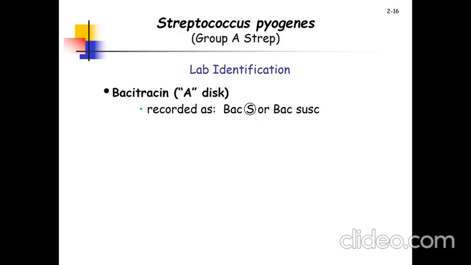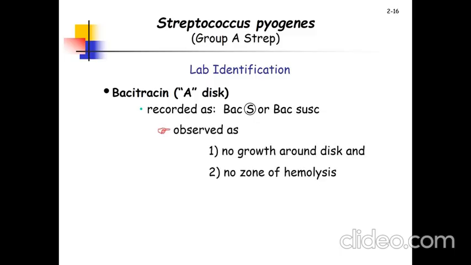But with Streptococcus pyogenes, group A strep, we would expect it to be susceptible. So what does susceptible mean? It would be observed as no growth around the disc and no zone of hemolysis. So that is what we would be looking for for susceptibility.